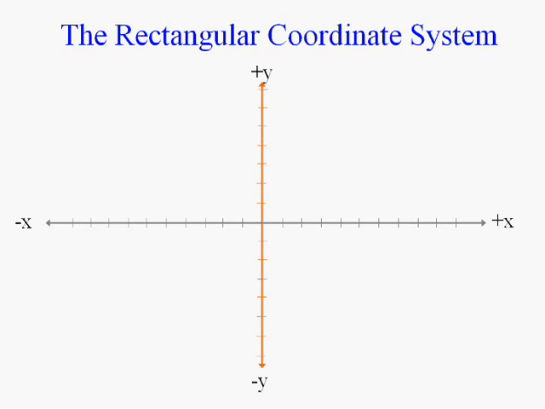Let's do another. That's double negatives. Where's that going to go? Well, we're going to start at the origin. For x, we're going to go negative 5. And for y, where do you go for negatives? Go down. And that's the point negative 5, negative 3.